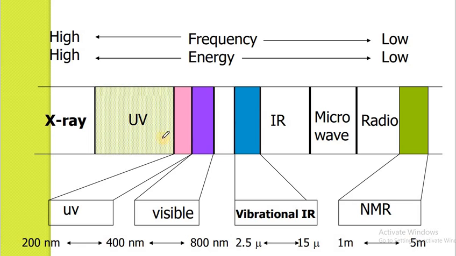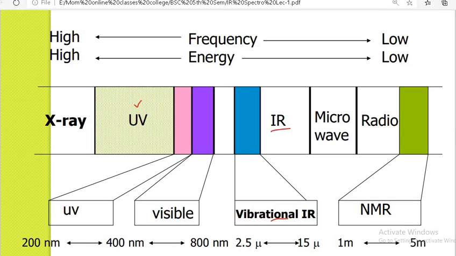So in this we have done UV spectroscopy already. Now we will be doing IR, and IR lies between the UV visible region and microwave region. So it is in between the UV and microwave region, and this involves the bond vibrational frequency. In between UV and microwave is IR, and it is vibrational IR. So IR ranges from 2.5 micron to 15 microns.